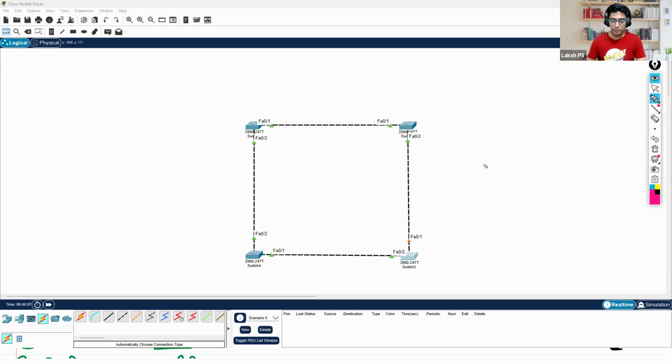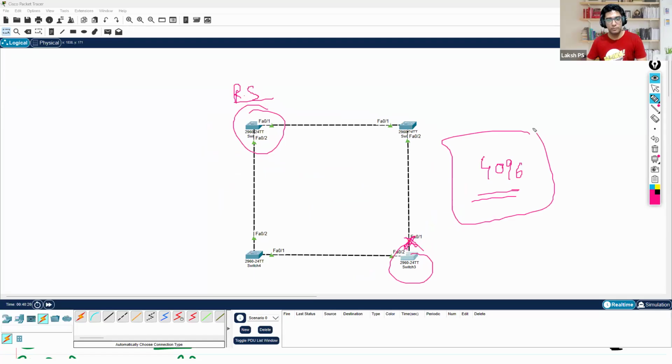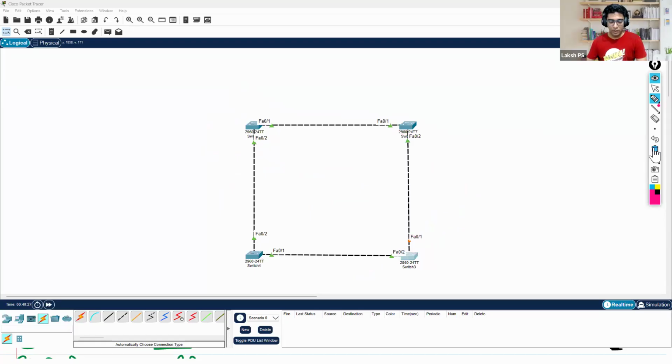Got my point? So even if we introduce 4096 VLANs into this network, this switch will still be the root switch for all those VLANs, and this interface will be blocking for all these VLANs. That is why, as I said, we'll talk about per VLAN later.